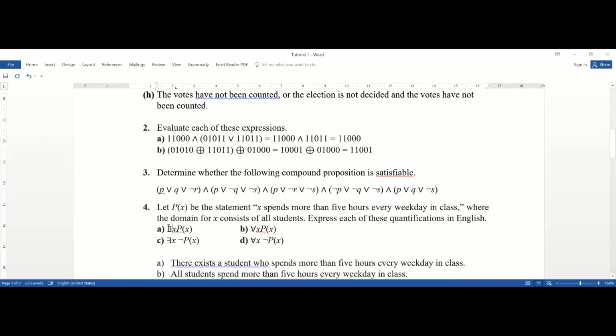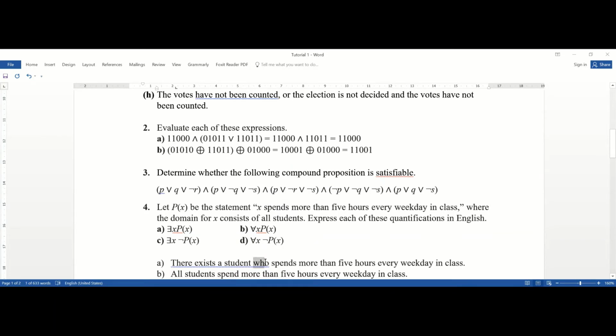In this case, let's make it a proper English sentence. There exists a student, and X here is a student who spends more than 5 hours every weekday in class. There exists, then apply the predicate. A little bit of modification. Why? Well, we don't speak about X spends. We speak about there exists a student who spends.